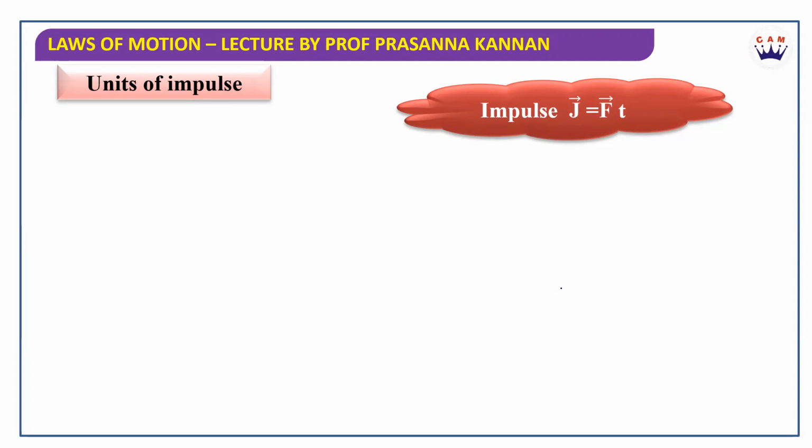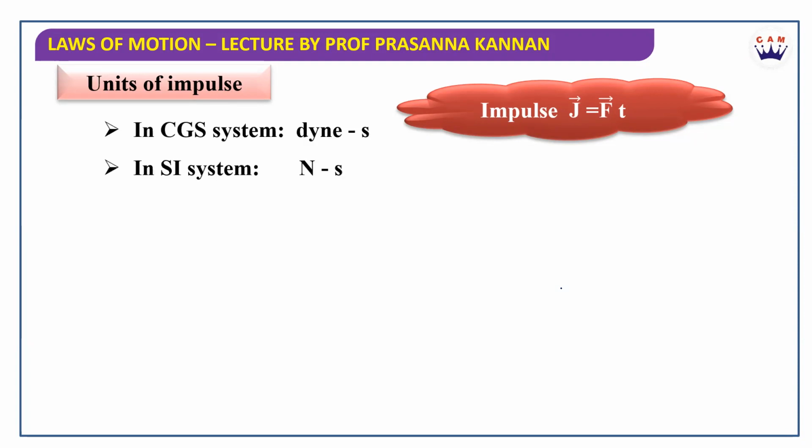What is going to be the dimension, students? M L T power minus 1. Why? kg is mass, M. Meters is length, L. Second is time. So T power minus 1. So let's move on. Impulse is also a vector quantity, guys. Impulse is a vector. Force is a vector. Acceleration is a vector. Momentum is a vector.